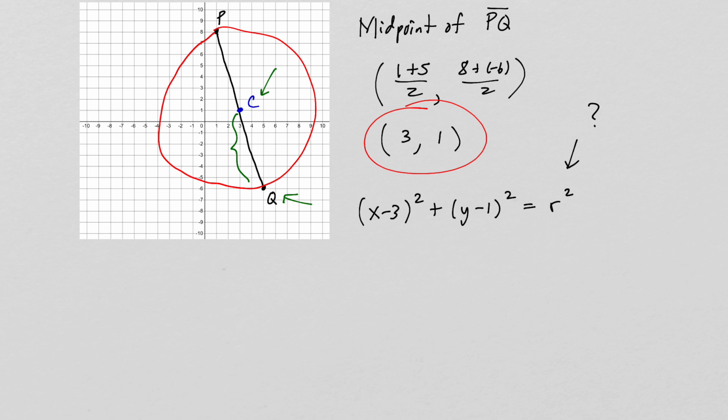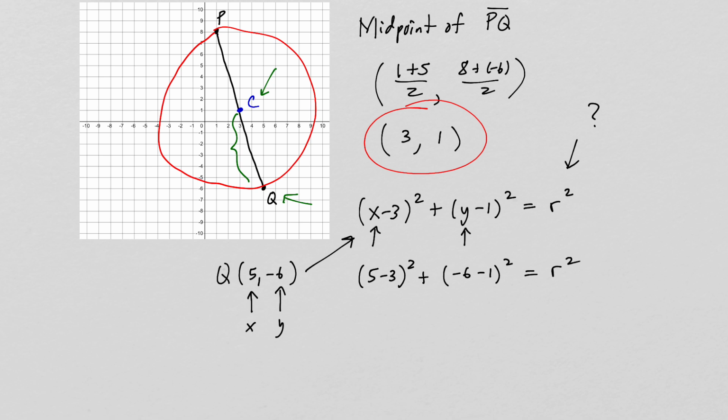The other way to do it is to recognize that anytime a point is on the graph of something, the coordinates of that point have to satisfy the equation. So for example, we know that Q has coordinates 5, negative 6. 5 is the x coordinate, negative 6 is the y coordinate. Since it's on the circle, I should be able to plug those into this equation. So if x equals 5, we're going to put that right here. And y equals negative 6, we're going to put that here.